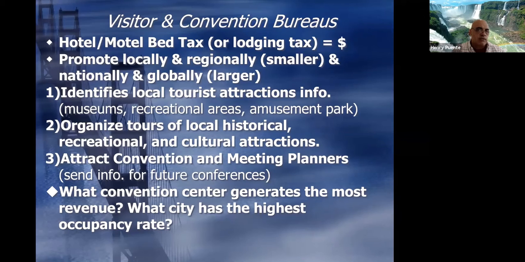Now the larger CVBs, so for instance, a larger CVB might be Orange County or in the city of Anaheim, right? Those are probably going to be larger. So those CVBs are going to promote, let's say, national or global tourist attractions. So for instance, if we're talking about the Visitor and Convention Bureau of Orange County, obviously we have Disneyland there, which is a huge tourist attraction, not only nationally, but also globally.